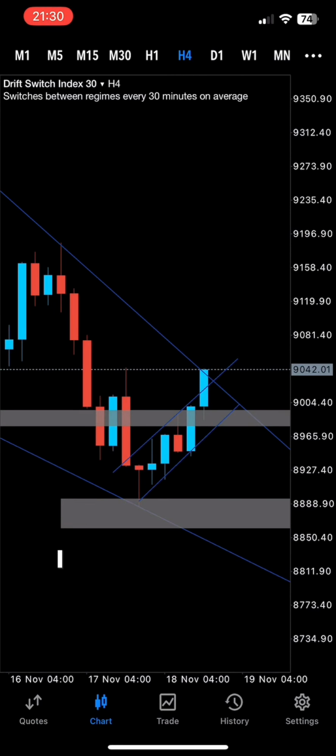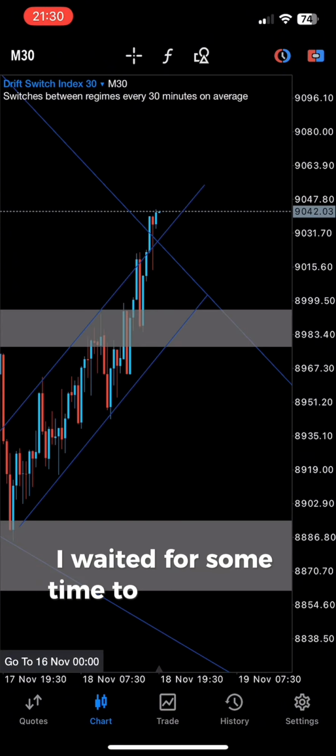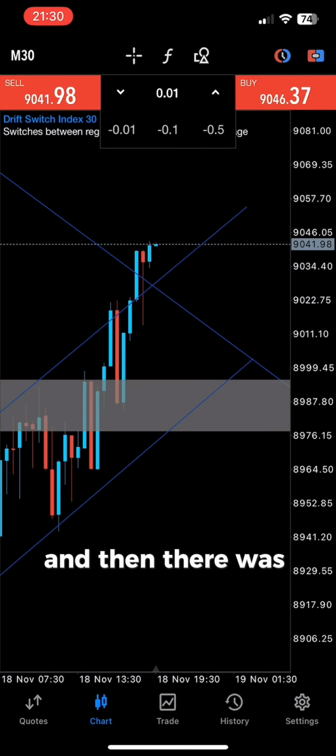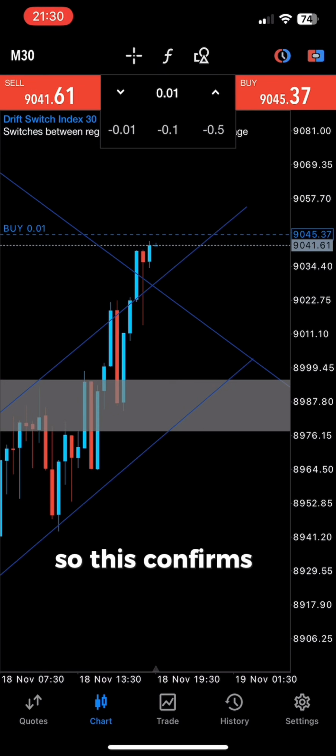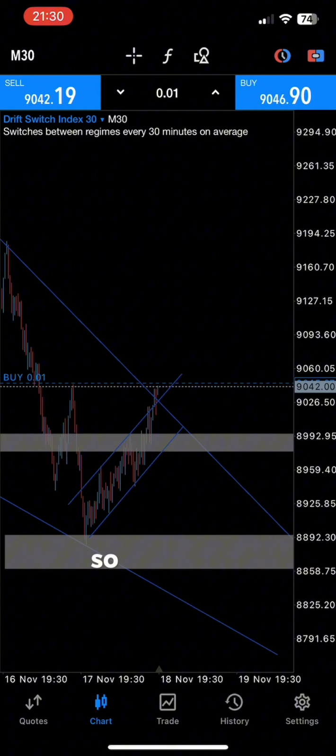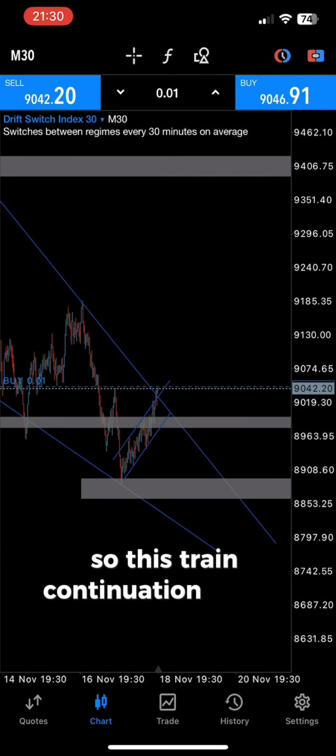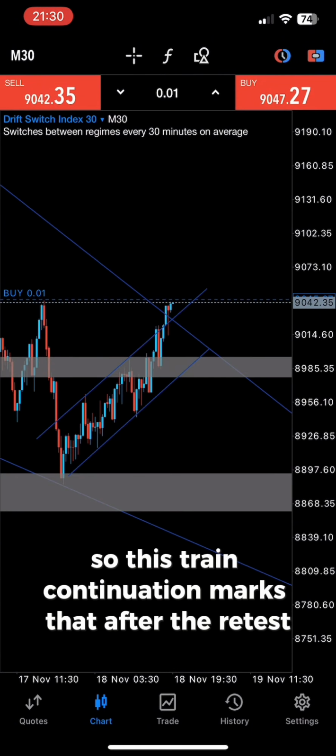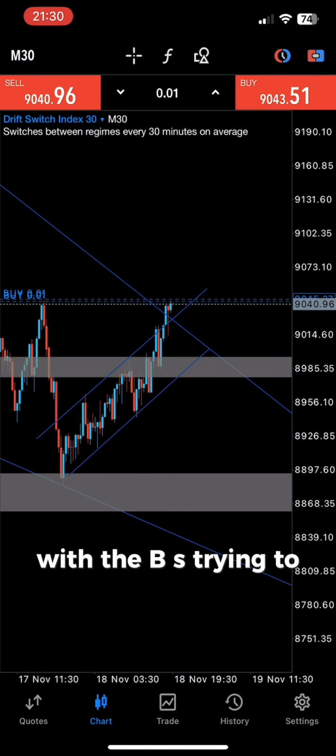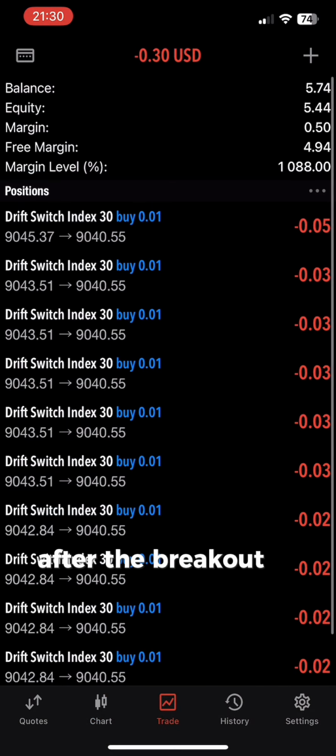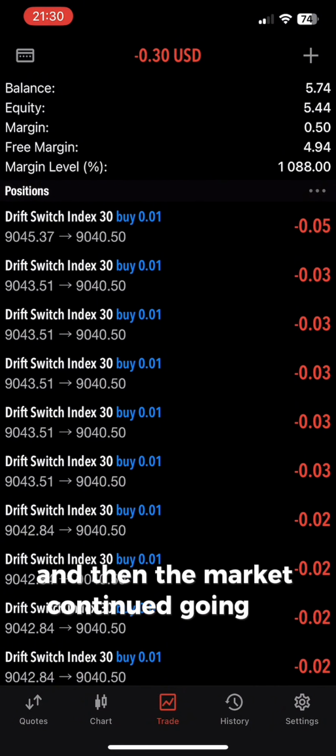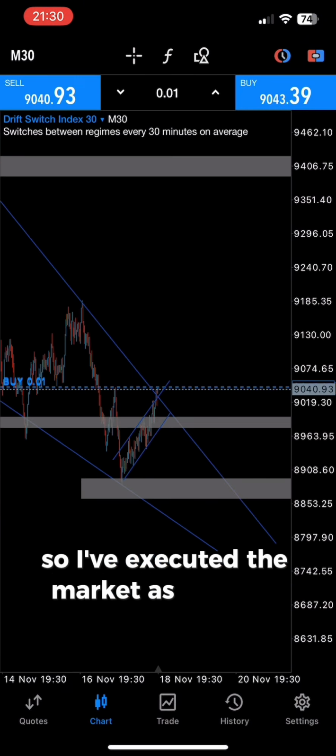So as you can see, I waited for some time for the breakout. So there was a breakout and then there was that hammer that formed. So this confirms a trend continuation. So this trend continuation marks that after the retest there was a little bit of a fight with the bears trying to push the market down after the breakout, marked by that hammer, and then the market continued going up. So I've executed the market as you can see.